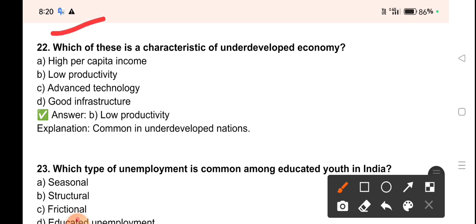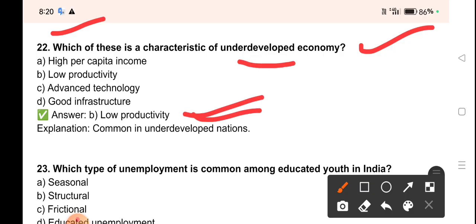Which of these is a characteristic of an underdeveloped economy? Low productivity. Low productivity is a characteristic of an underdeveloped economy, common in underdeveloped nations.